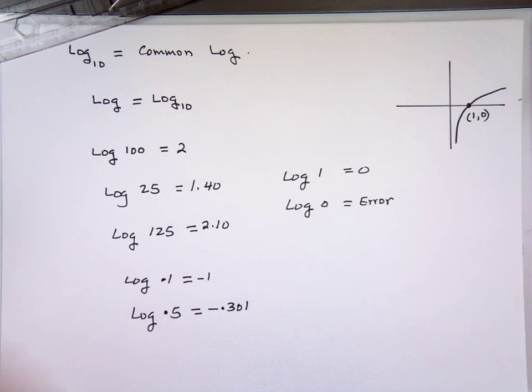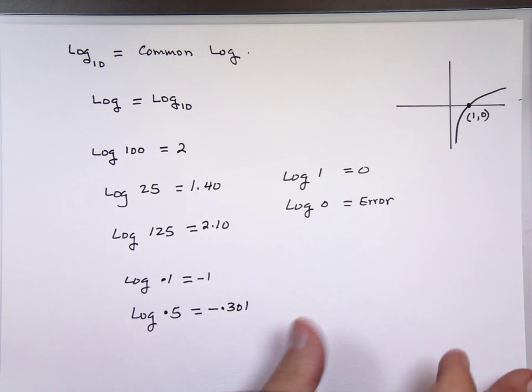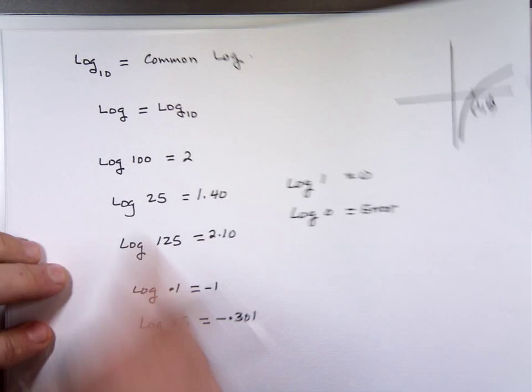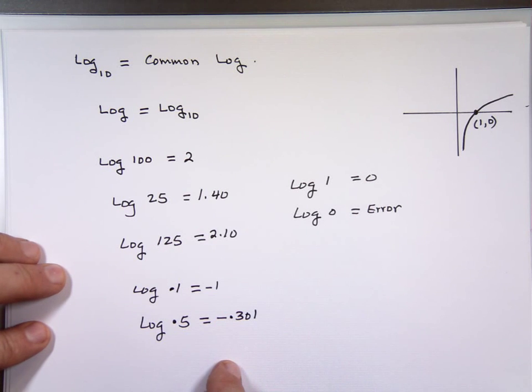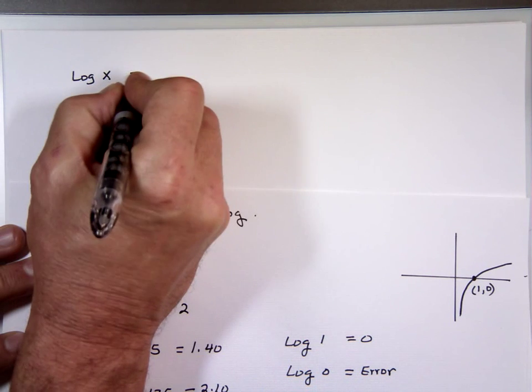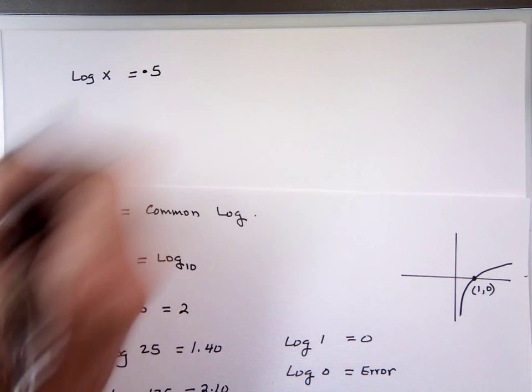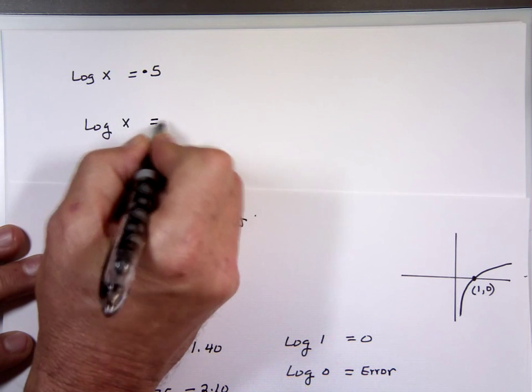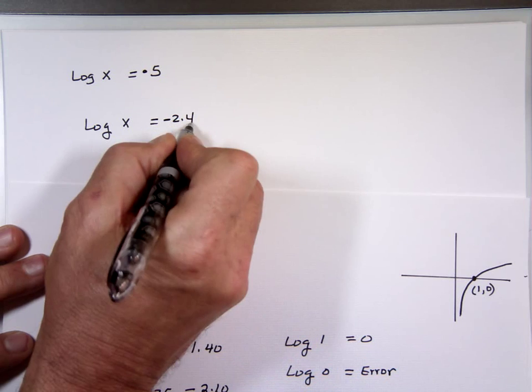So if we give you the number and ask you for the log, it's straightforward. Here's the problem. What about if I give you the answer and I want the number? Notice here I gave you the number and asked you to tell me the answer for every one of them. What about if I give you a problem like this? Log of what number, I'm talking about the common log, is equal to 0.5? Log of what equals negative 2.4?